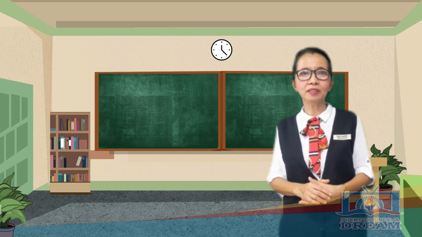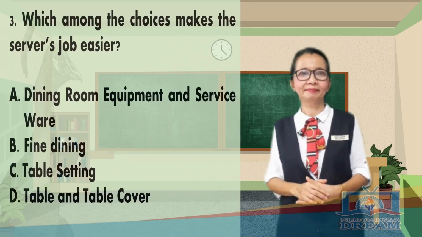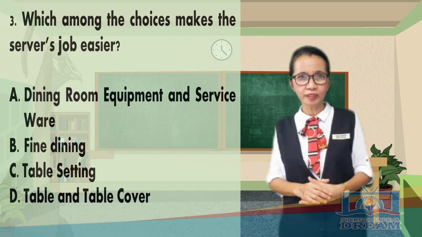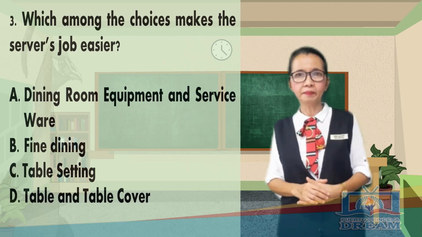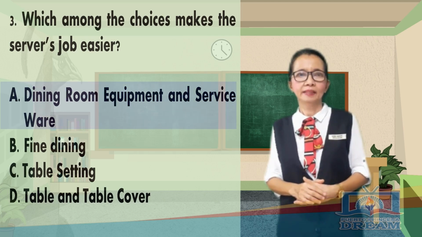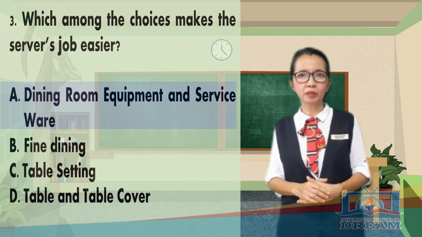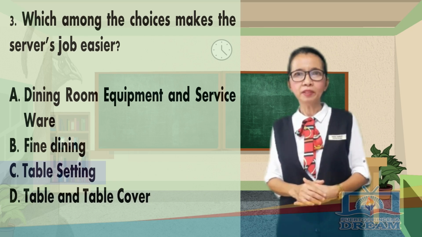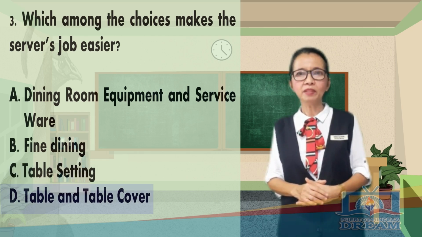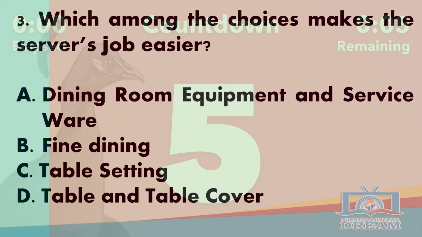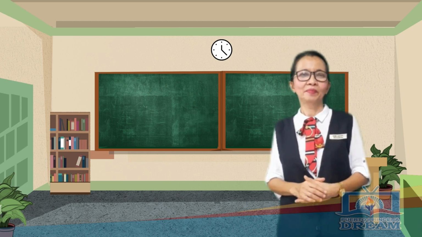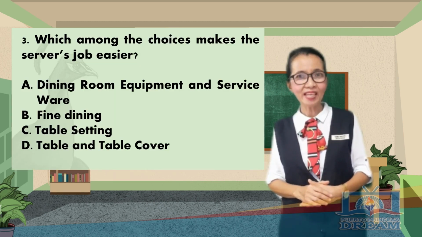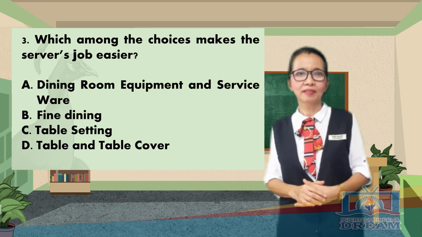Now, let's proceed to question number 3. Which among the choices makes the server's job easier? A. Dining room equipment and serviceware. B. Fine dining. C. Table setting. D. Table and table cover. 5, 4, 3, 2, 1, 0. Time is up! If your answer is letter A, you are correct.